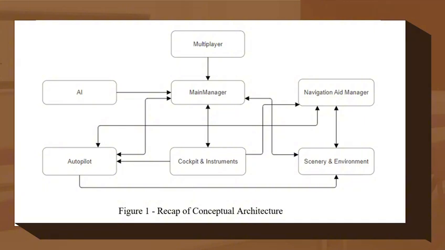of the simulator. At the same time, we see 2 subsystems, the cockpit and the instrument, and the scenery and the environment, which exist in parallel, representing the user interface and the world module. In addition, the navigation manager is connected to the scenery environment, and its role is to provide navigation assistance in the simulated environment. The presence of the multiplayer component shows FlightGear's ability to support multi-user interactions.